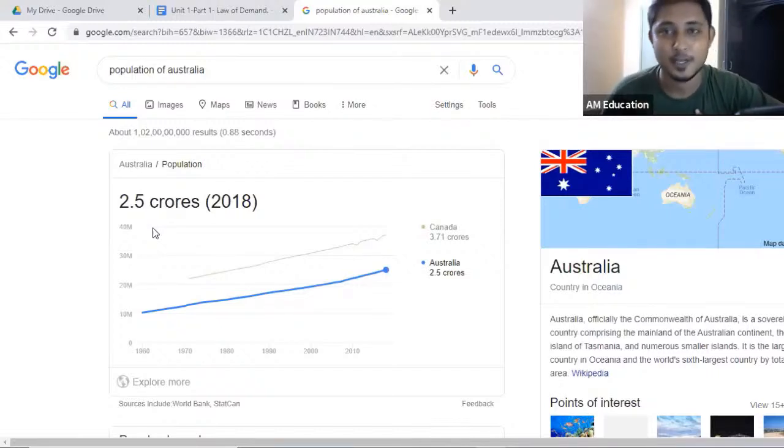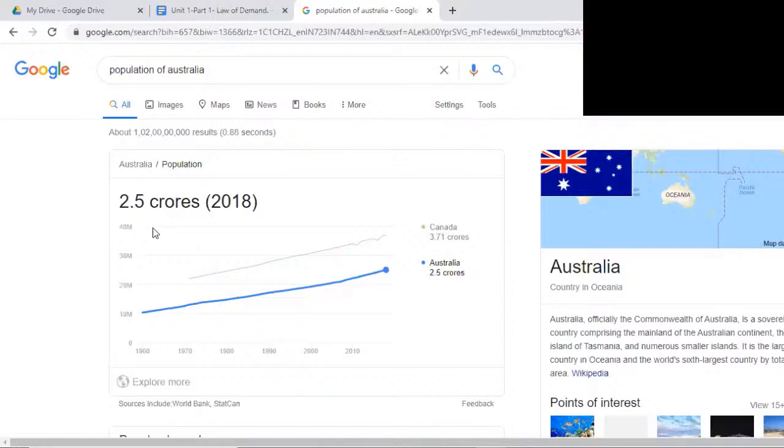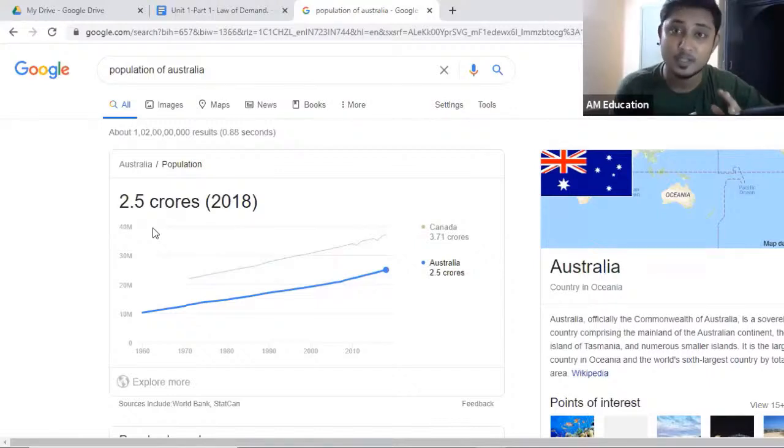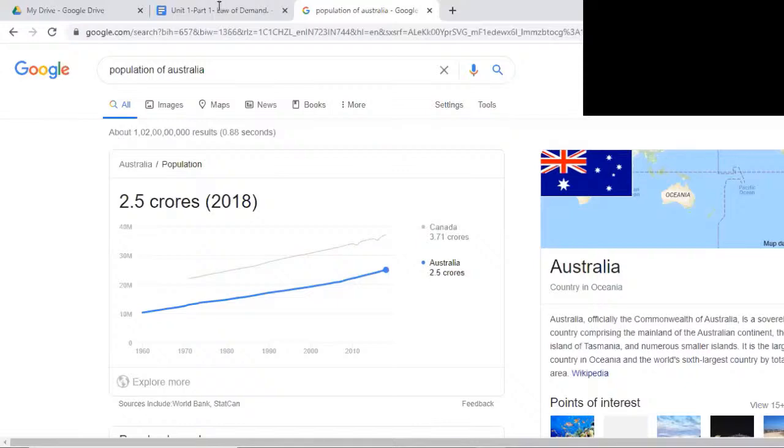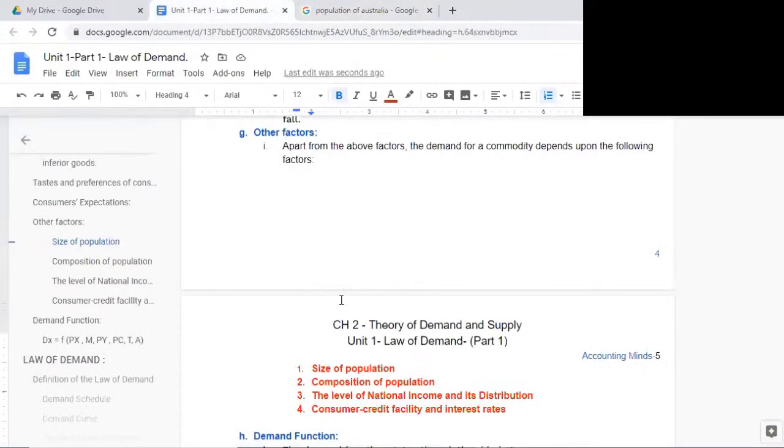Now, for a toothbrush manufacturing company, where will he have more demand? In India or in Australia? Where the population is more. So that's how population also impacts the demand for a certain product. Yes or no? Yes, sir. Lovely. Then composition of population.